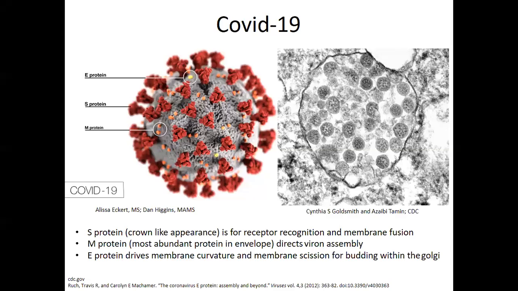That is what allows the virus to attach to its host cell. You also see here the M protein, which is the orange, all right? And then you have this yellow E protein.